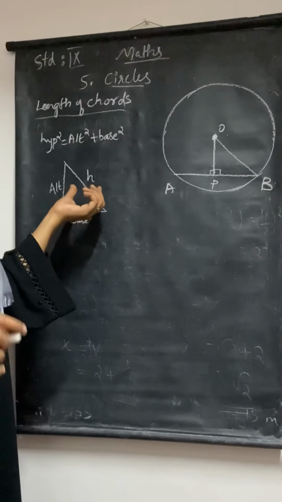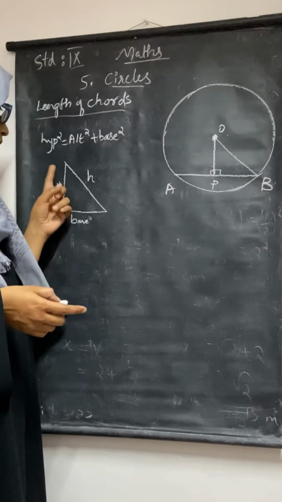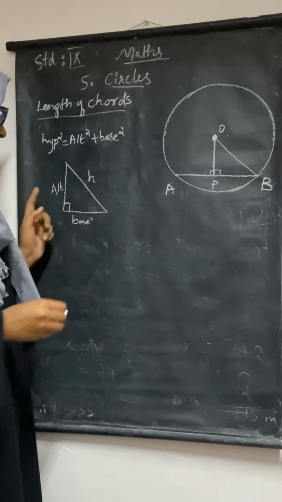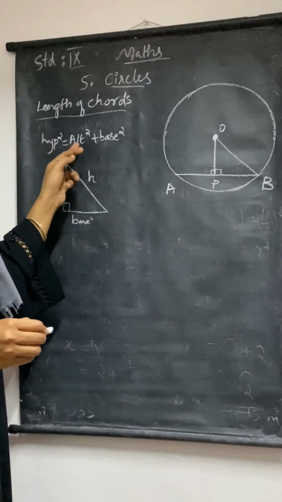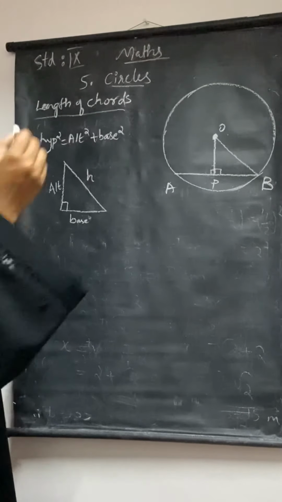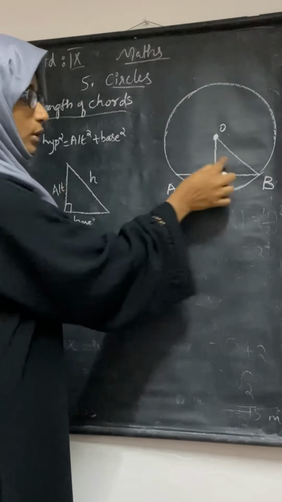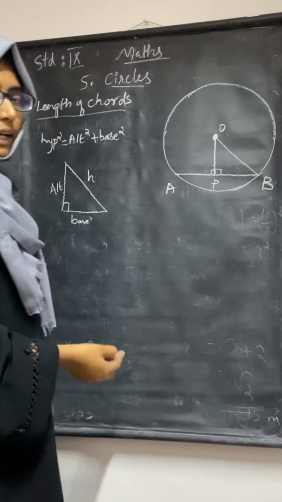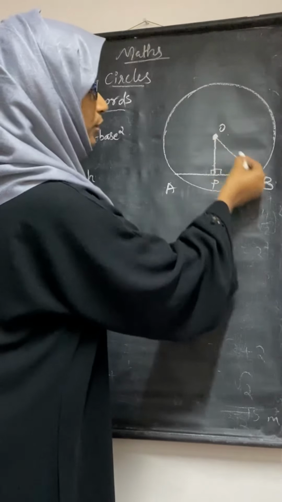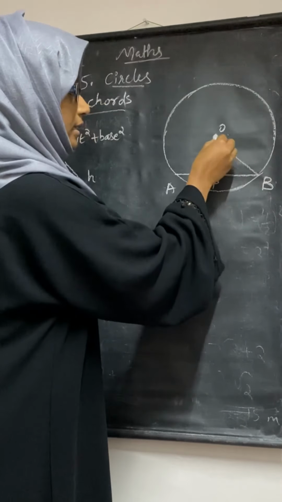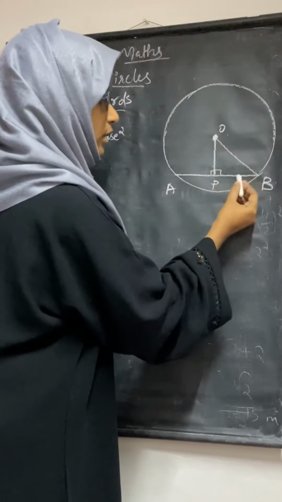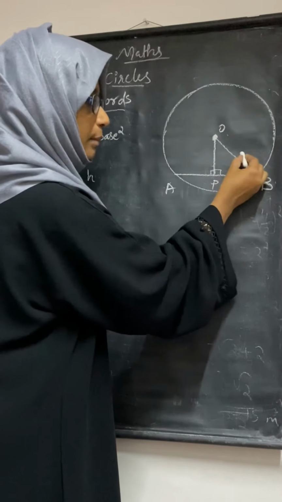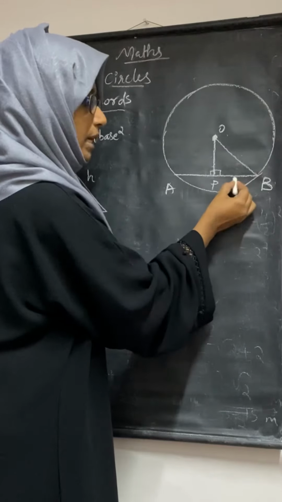Just to go back, you have studied previously: a right triangle has altitude, base and hypotenuse. Pythagoras theorem you studied: hypotenuse square is equal to altitude square plus base square. This formula you can use here and you can find out the given length of the chord. Sometimes they'll give you the radius here, and the distance from the center to the chord. Using that you have to find out the base. Means here hypotenuse you have, altitude you have, base is missing.